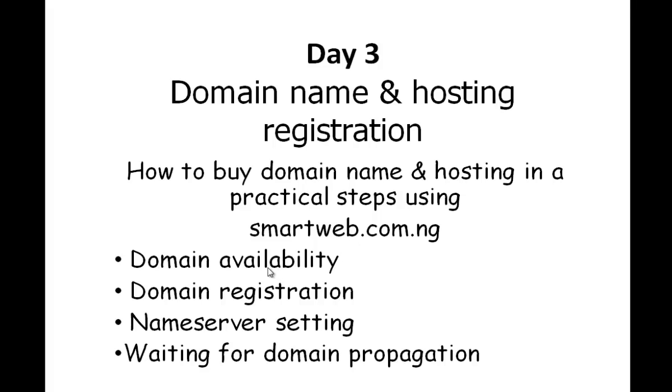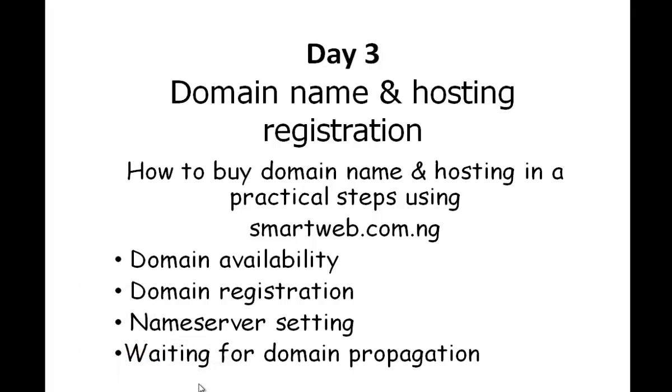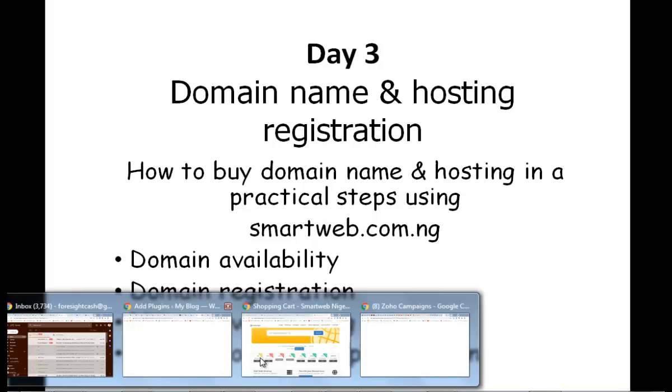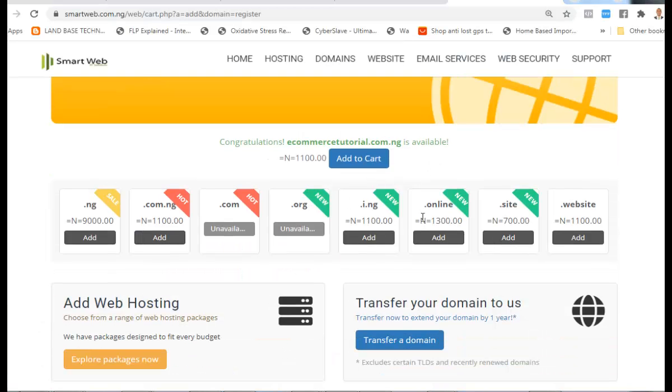Now that we have seen how to check for availability of our domain name, the next thing to do is: how do you register for your domain name that is available using Smart Web? So we share the screen again. I will go back. Now that the domain name is available, you can see add to cart, so I will add to cart.